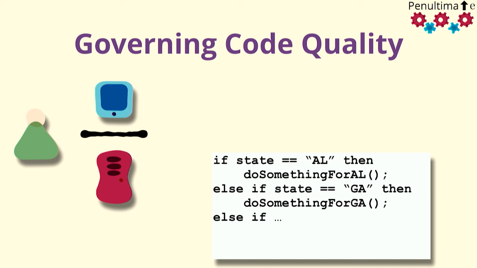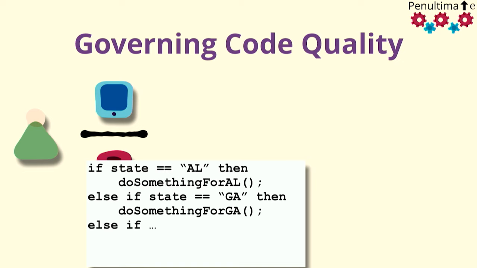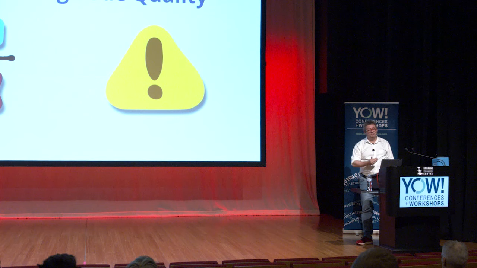But when they tried to check this code in, the architects had put a fitness function in place to look for overly complex methods, and they had a threshold set at 50. And I'll tell you exactly how they arrived at 50 for that threshold.